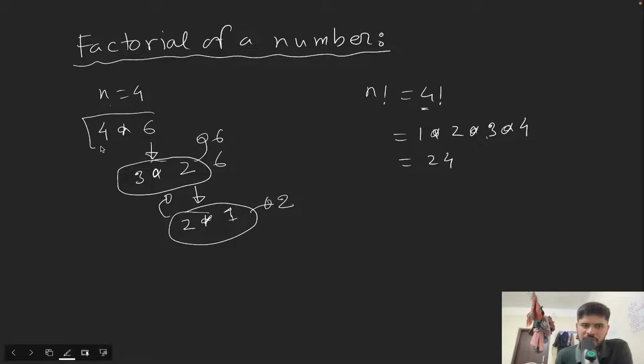So what will we get now? We get here 4 times 6, which is 24. And this will be returned. This is our factorial. For a better understanding, let's take another example.